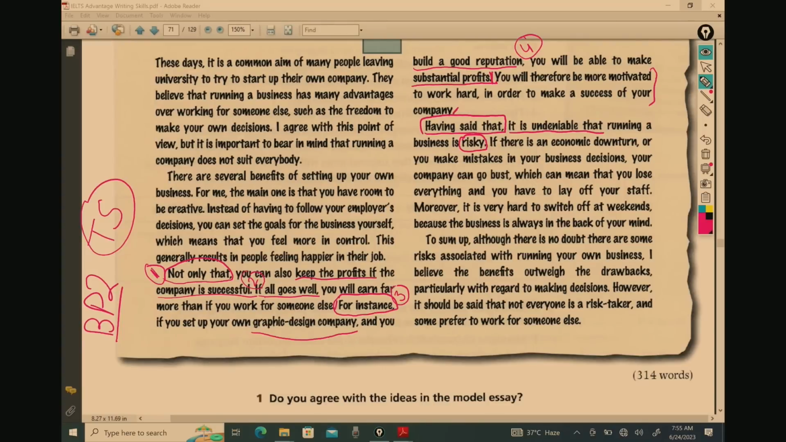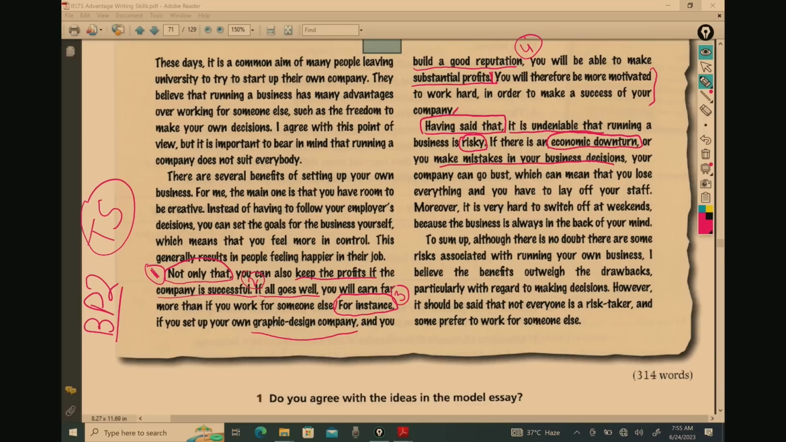2 benefits of running your own business, and now contrast. I mean, now you will go to the opposite side. Opposite side means running a business, 2 benefits, and running a business can be risky. This is contrast paragraph. So, if there is an economic downturn, very good word, you may use economic downturn or you may use any other word like that, or you make mistakes in your business decisions, right? Economic downturn, see, we've got compound and complex sentences here.